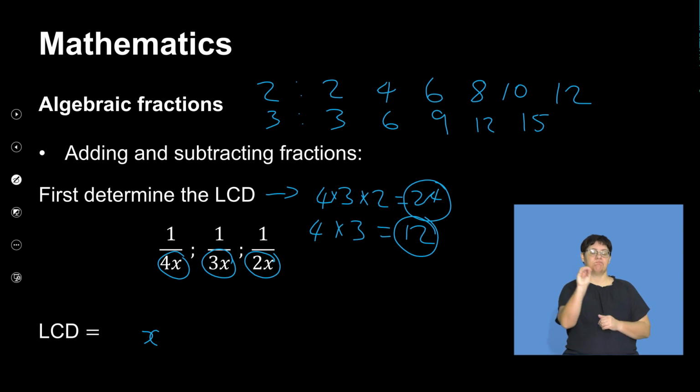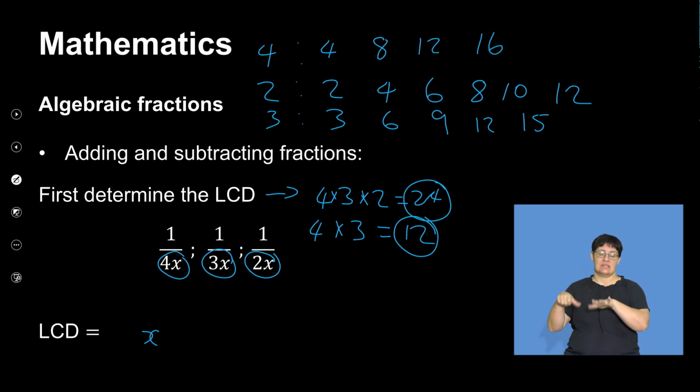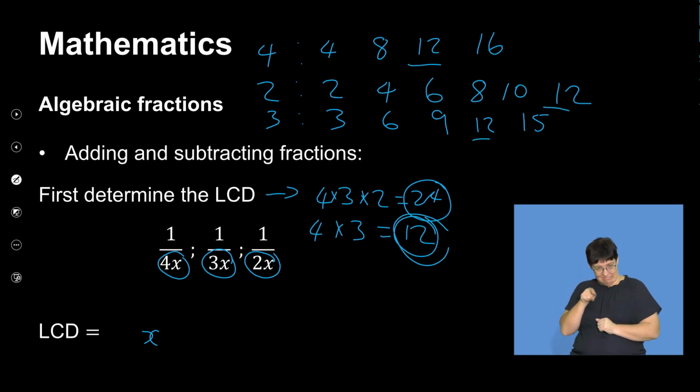But the last one now will be 4. The multiples of 4 will be 4, 8, 12, 16 already. You can see I have a 12, I have a 12, I have a 12. So that's what the lowest common denominator will then be here. So that will be 12.